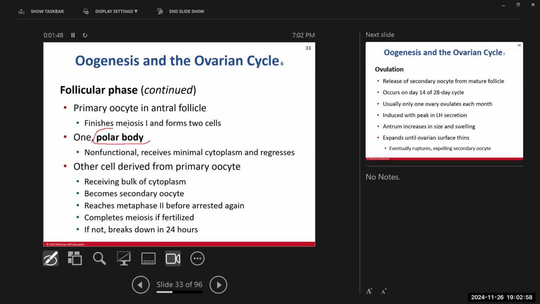So the polar body, and it's different in sperm. With sperm, at the end of meiosis 1, you're going to have 2 functional sperm cells. But in female meiosis 1, it's going to be 1, I hate to say useful cell and 1 junk cell, but that's essentially what it is. You're going to have your oocyte that has the potential for fertilization, and then this polar body.